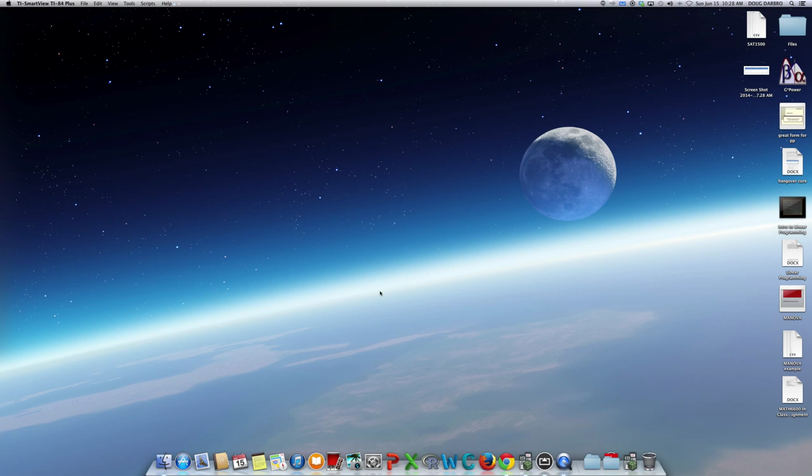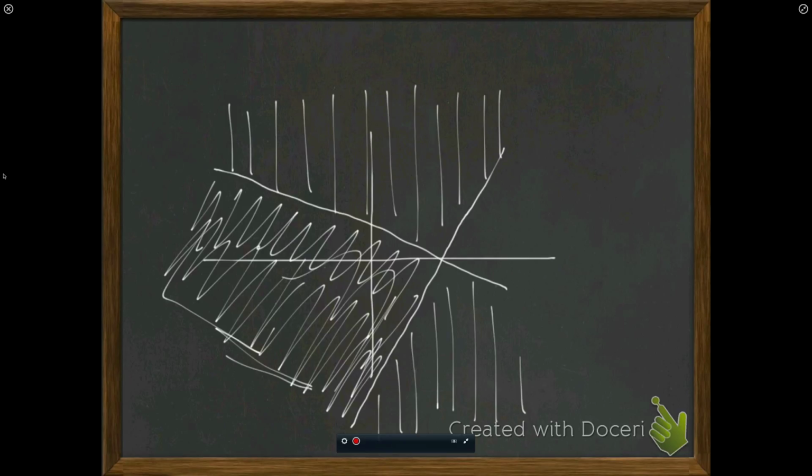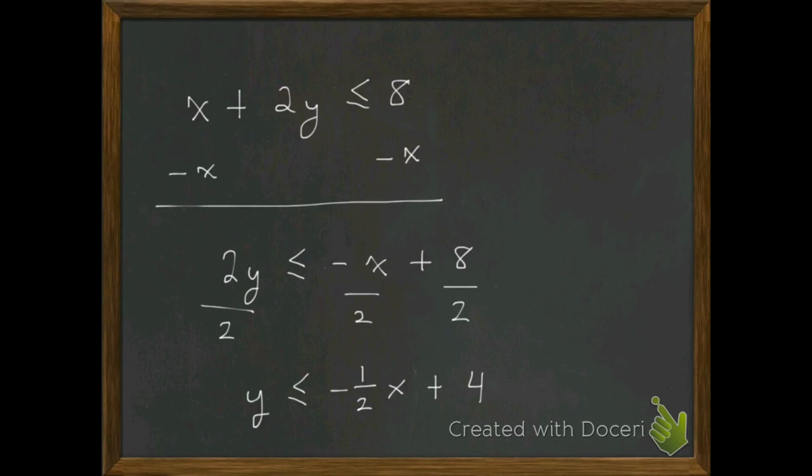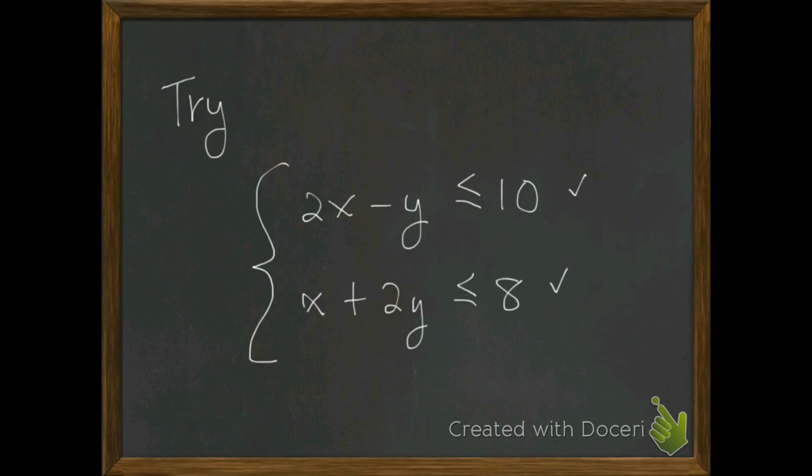So if I go back to the blackboard, you'll see what I've done here. Nothing fancy, but I want to focus on this point right here, 0, 0. So guys, if we go back to our original problem, which is this right here, and if we put 0 and 0 in for this, 0 is clearly less than 10. So that checks. And if we put 0 in for x and 0 in for y, 0 is certainly less than or equal to 8.